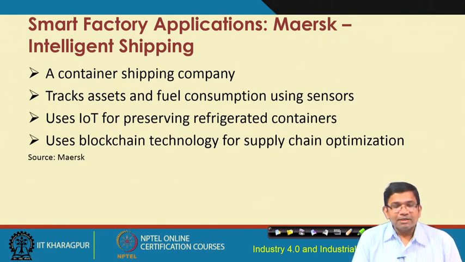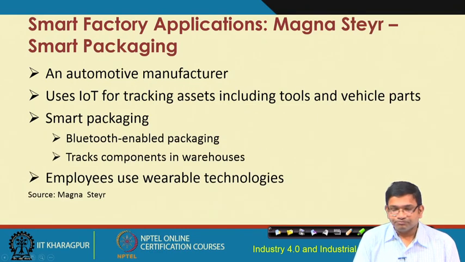Maersk is in the space of intelligent shipping. Maersk is a container shipping company that tracks the assets and fuel consumption using different sensors. So, this is another example of smart factory and its implementation. It uses IoT for preserving refrigerated containers, uses blockchain technology for supply chain optimization.